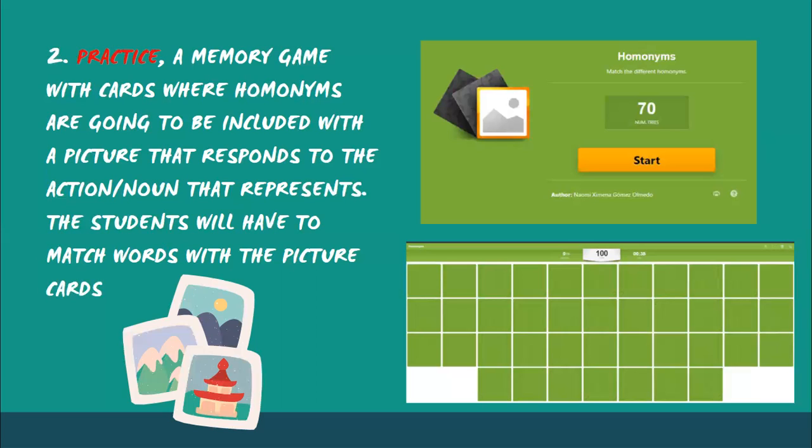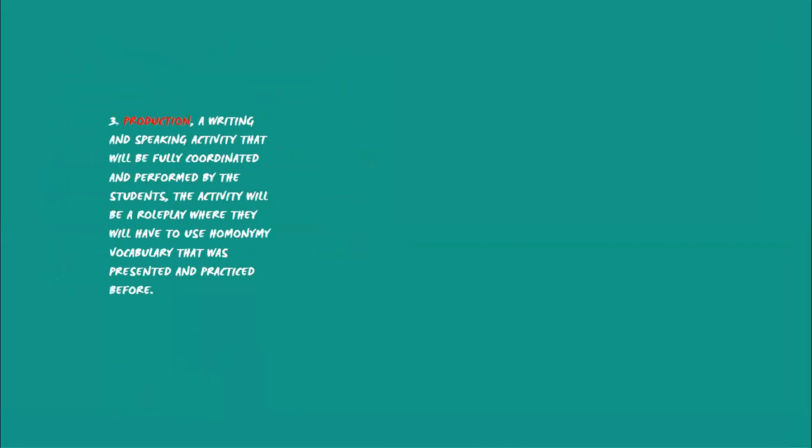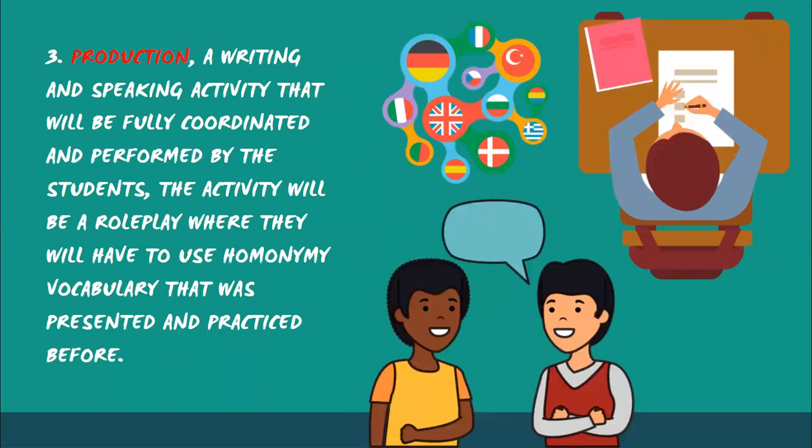On our stage number 3, we have our production stage, which is a writing and speaking activity that will be fully coordinated and performed by the students. The activity will be a role play where they will have to use the homonymy vocabulary that was presented and practiced before. The whole activity will be supervised and assisted by the instructor, the teacher. The purpose is that they produce a role play, a situational context of an everyday conversation, where they include some of the vocabulary that they saw previously in the first 2 stages.